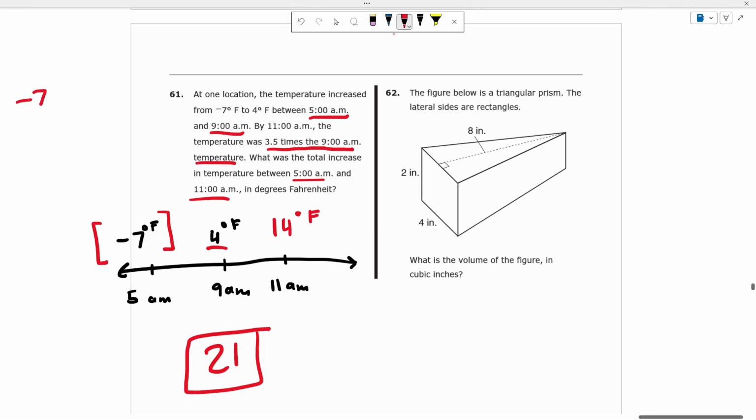If you have negative 7 degrees Fahrenheit, you need to first add 7 degrees Fahrenheit, or increase by 7 degrees, in order to get it to 0 degrees Fahrenheit. And then you need to add another 14 degrees to get it to 14 degrees Fahrenheit.